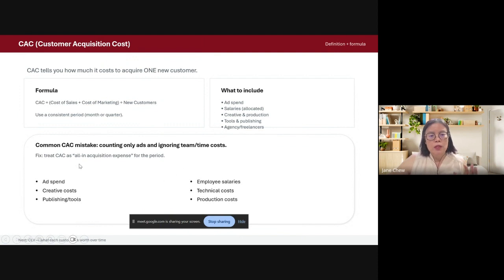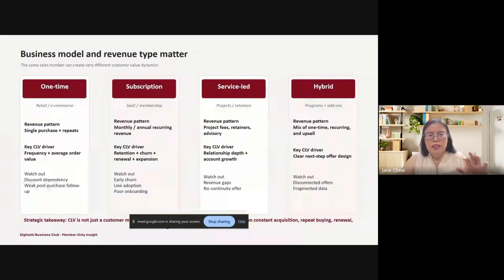I think I've mentioned all these things. Most of the people only count ads, but they forget the rest. So that's why sometimes they thought they are having a lot of sales, but not making money, because they have actually underestimated the cost behind generating the sales or the leads.